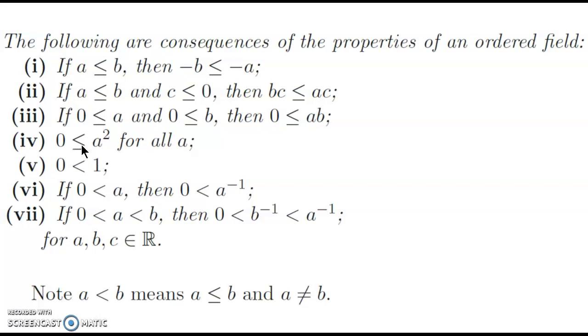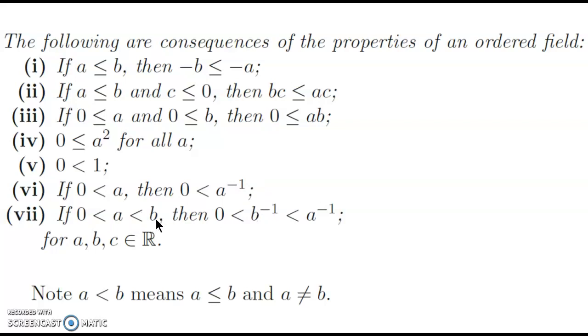So this is very important. The square of any real number is always 0 or greater than 0. So always remember, the square is always positive or 0 for all A. And what do you know? 1 is always greater than 0. If 0 is less than A, then 0 is less than 1 by A. 1 by A I am denoting by A raised to minus 1.